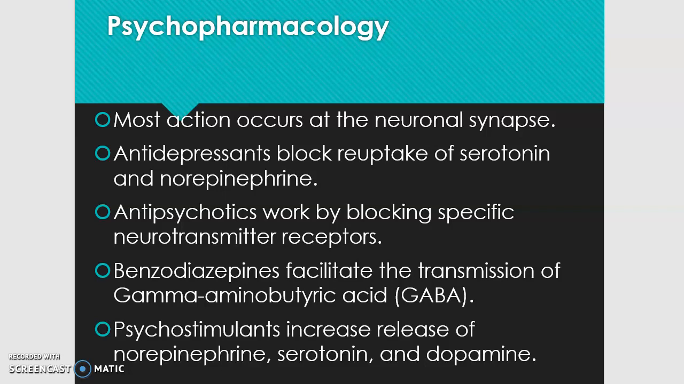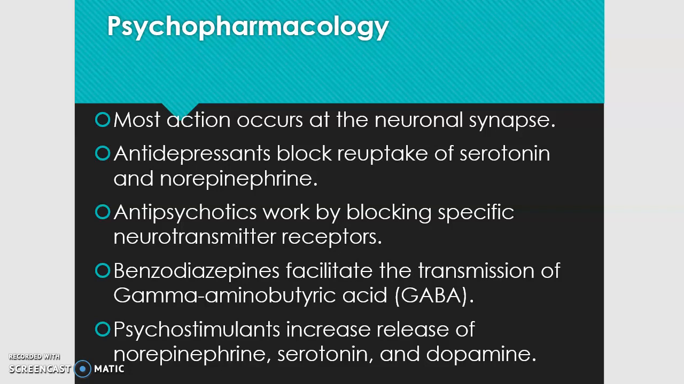Okay, so here's an explanation of the psychopharmacology that's happening in the neurons. So at the synapse, and this is where the action is actually taking place, if you're giving any of these drugs, antidepressants, antipsychotics, benzodiazepines, psychostimulants, these are all disrupting in some way the neurotransmitters. So, antidepressants, for example, block reuptake of serotonin and norepinephrine. So, that's how they work.